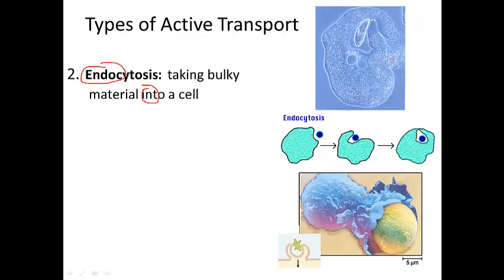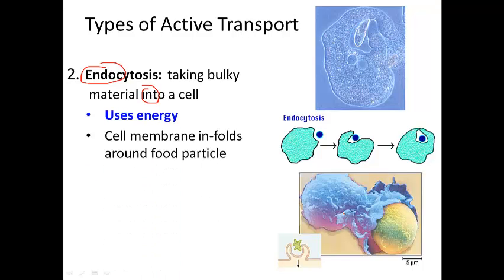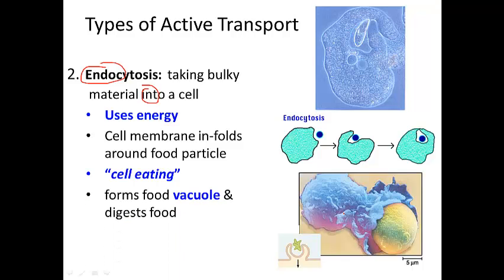This is what happens with our white blood cells. Our white blood cells see a disease or see a germ, and they're going to literally take in the germ and then destroy it. Okay, so this is going to be using energy because our cell membrane is folding around the food particle or the germ or whatever it is. So endocytosis is commonly called cell eating because it digests or breaks down whatever it took in.